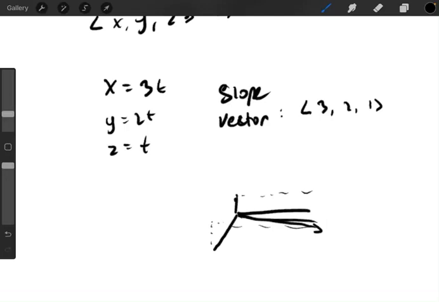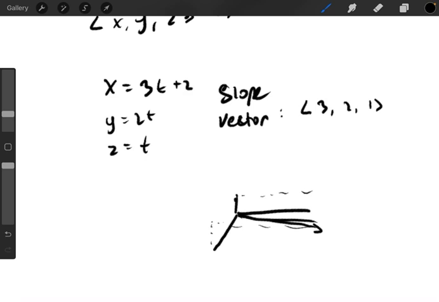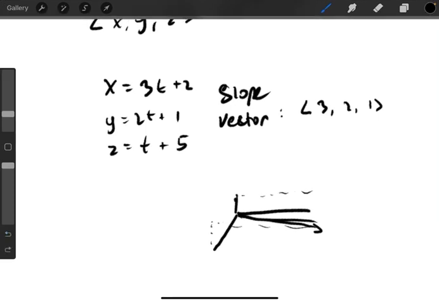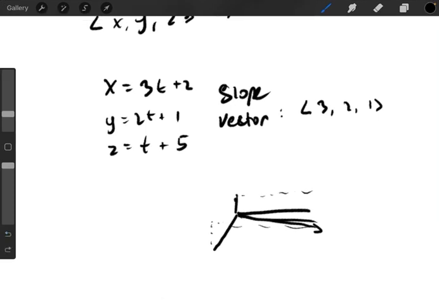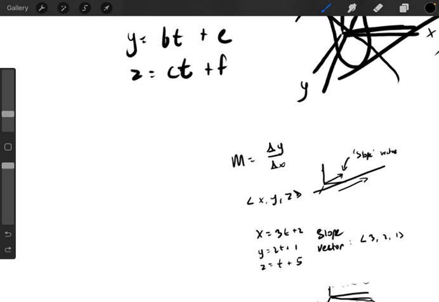That line, or in this example, this slope vector would be on the same line as your initial described parametric line, but if we added some constants, then it would be off somehow. And all that this slope vector would be is parallel to this line. Now you can do this in 2 dimensions as well, if you want to.